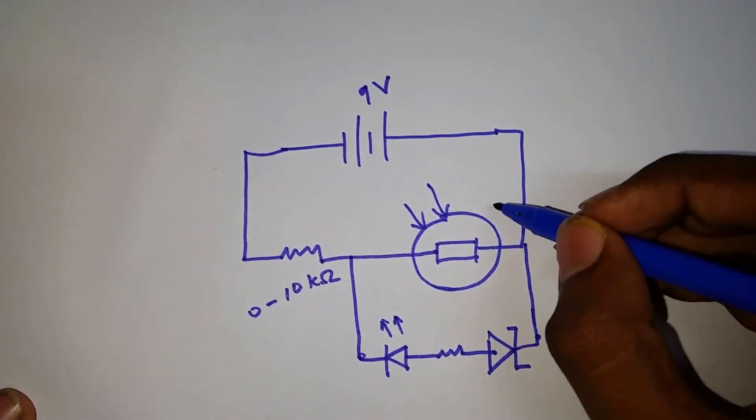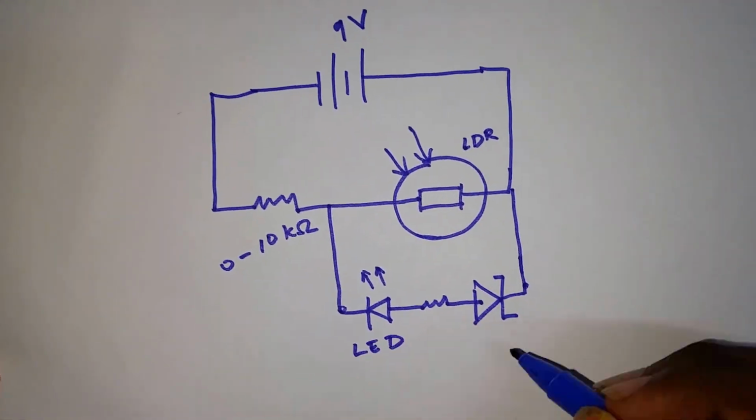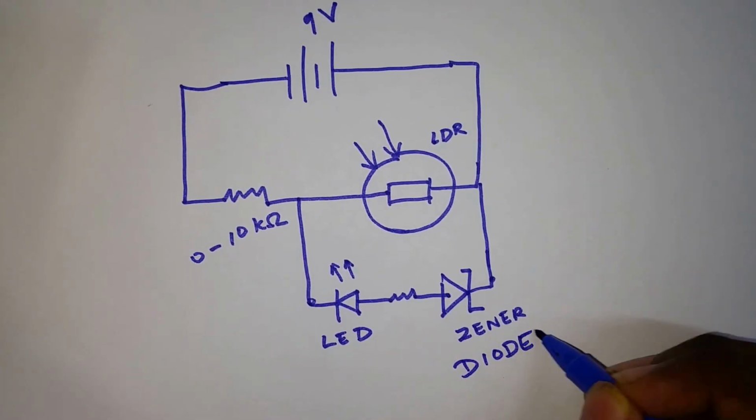We have taken a 9 volt battery and a 0 to 10 kilo ohm variable resistor for this project.